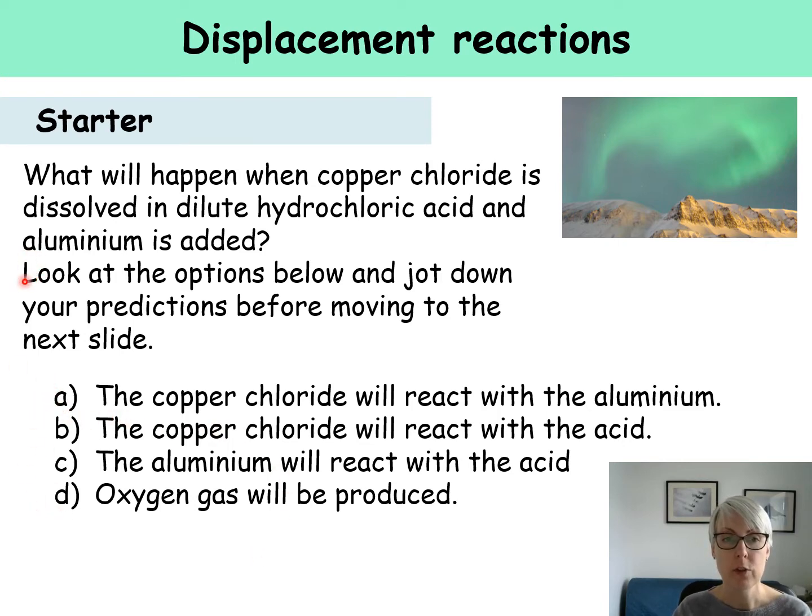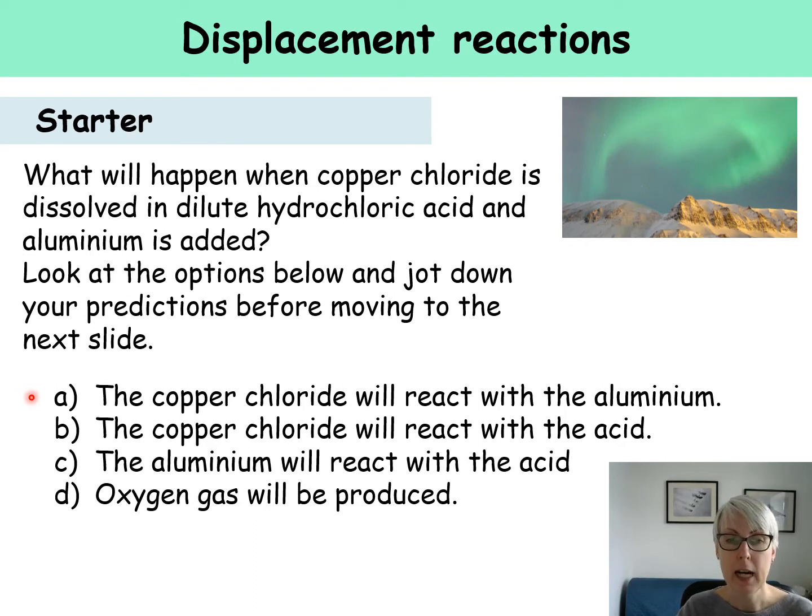And what I want you to do is look at those options and jot down your predictions before you move on to the next slide. So let's just go over that again. We've got some copper chloride dissolved in hydrochloric acid, and then we're adding aluminium to that. The aluminium is actually just going to be kitchen foil, aluminium foil that you might have in the kitchen drawer at home. And your options are, by the way, more than one of these might be true. So note down the letters, the ones that you think will happen.